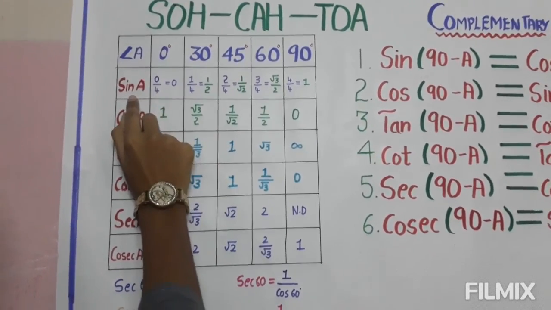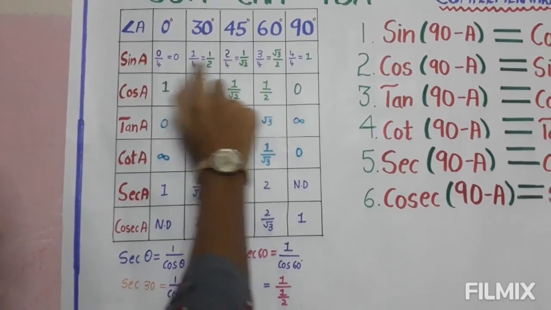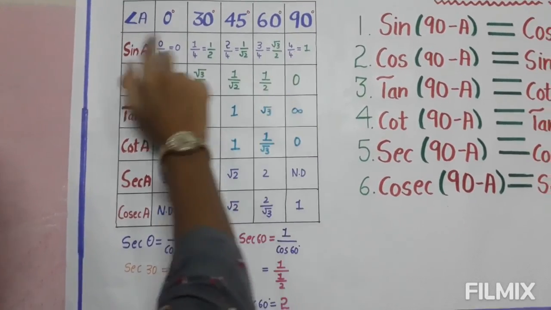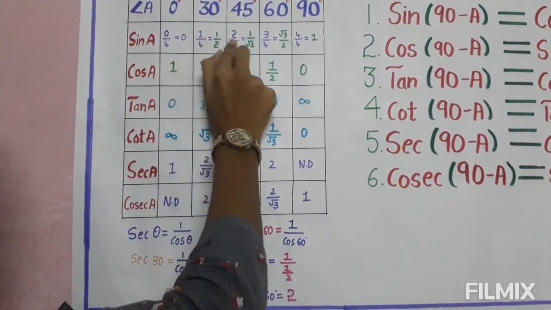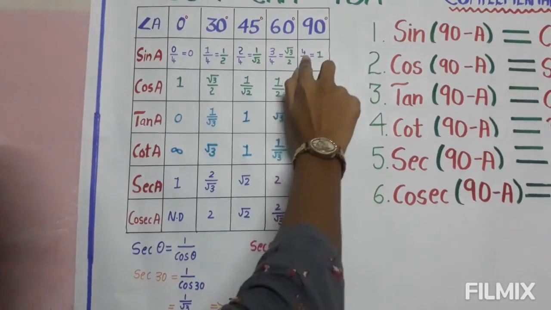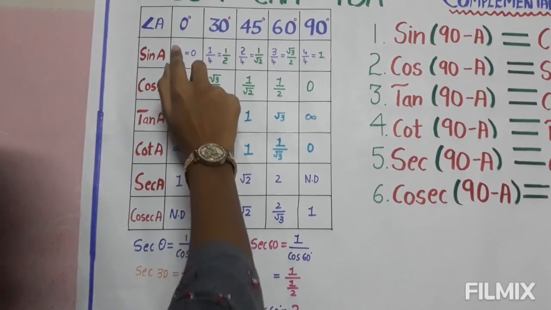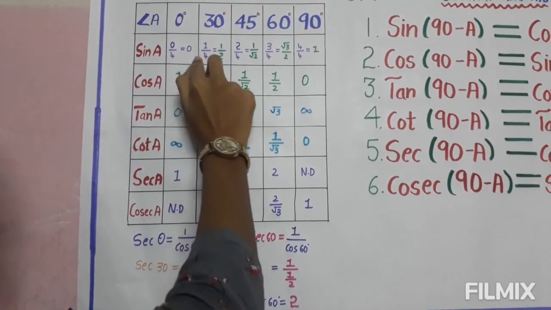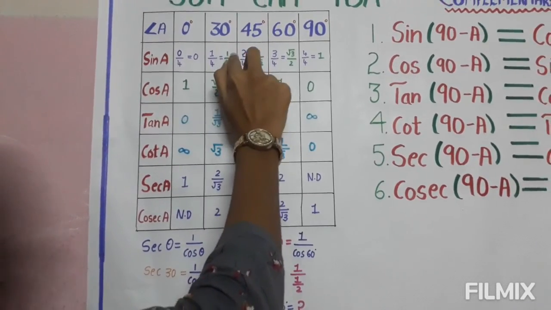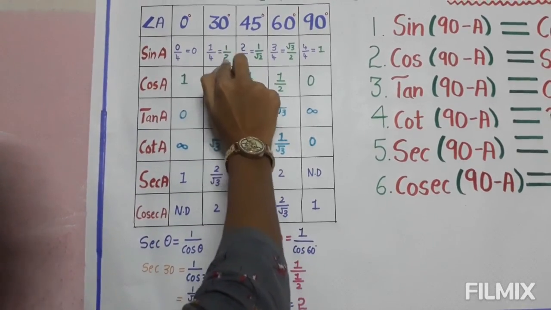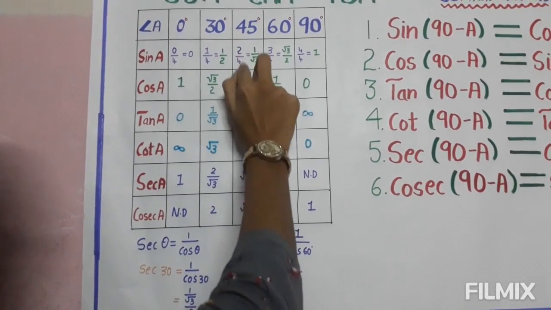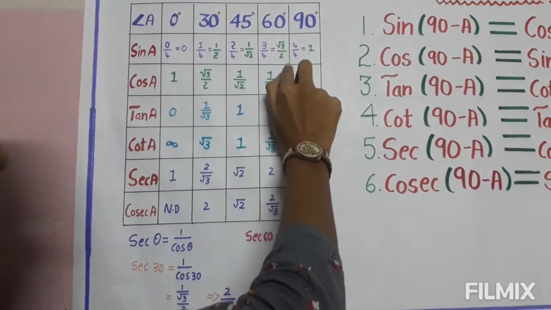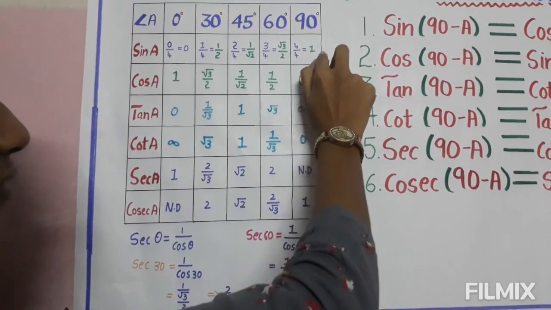First of all, for sin values, we have to write the numbers from 0 to 4: 0, 1, 2, 3 and 4. Now we have to divide these values by 4, where 0 by 4 equals 0 itself. Then 1 by 4 equals 1 by 4, 2 by 4 equals 1 by 2, 3 by 4 equals 3 by 4, and 4 by 4 equals 1.